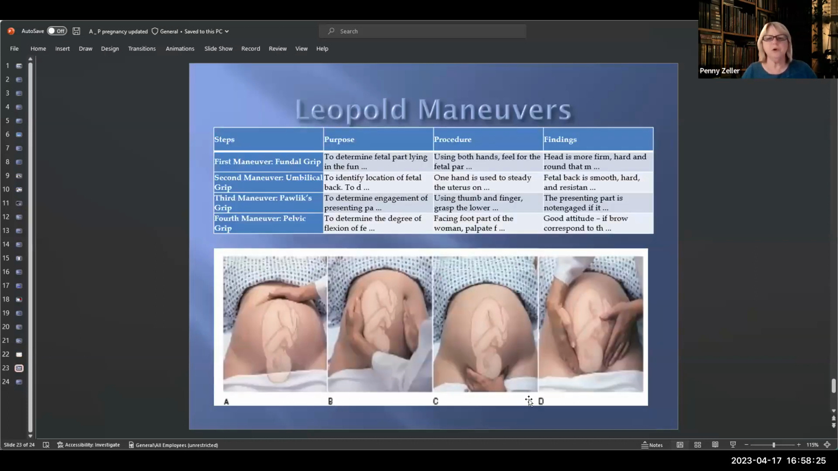And then you have pictures in your book also talking about Leopold maneuvers. This is just a way of, from the outside, externally, palpating to see what lie the baby is in, what part, where is the head, where is the spine and the butt. So we can get an idea. And it's usually done late in pregnancy towards delivery to verify what position and everything the baby is in. That's what Leopold maneuvers are.